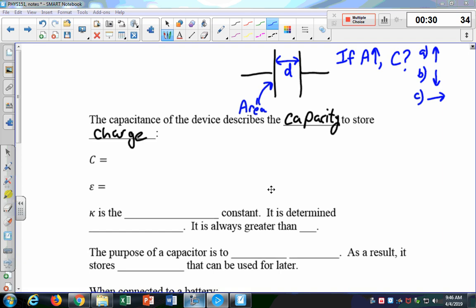All right. Yeah, the area of the plates is A. I'm going to stop at 38. 38. Two more seconds.